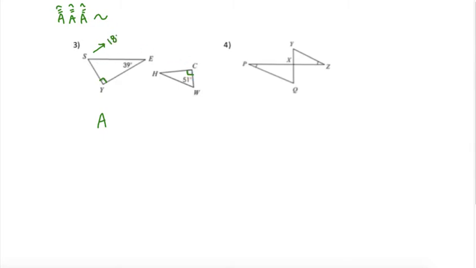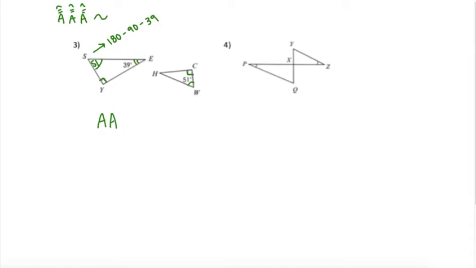So I'm going to take 180 and subtract the 90 and subtract the 39 to see what this angle measurement is. So if I take 180, and I'm going to put in my calculator here, minus 90 minus 39, I get 51. Okay, so even though E was not matched to the given W here, this 51 degrees is a match to the 51 degrees here, which means I have another angle congruent relationship.